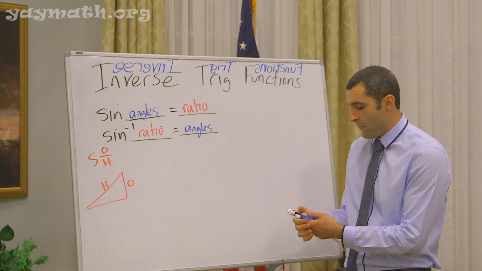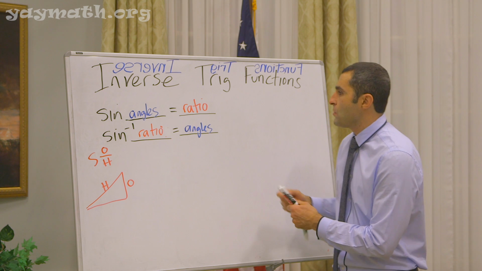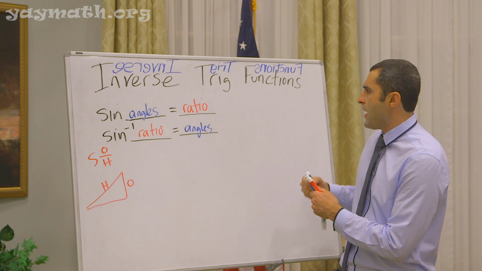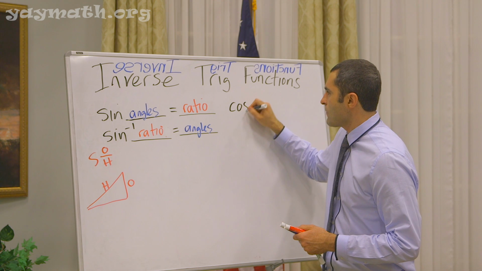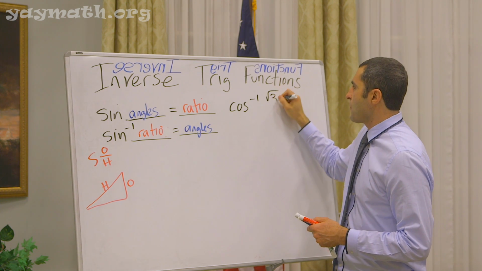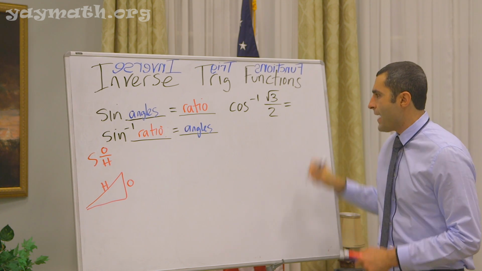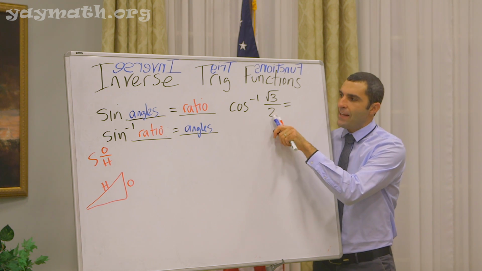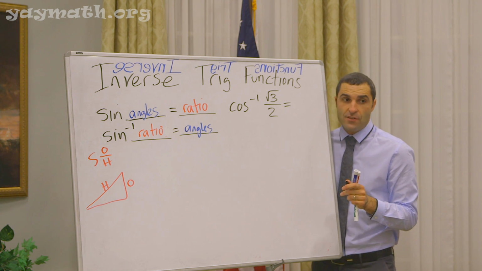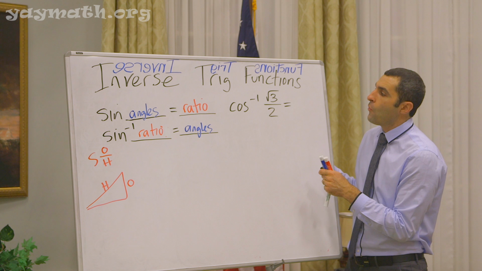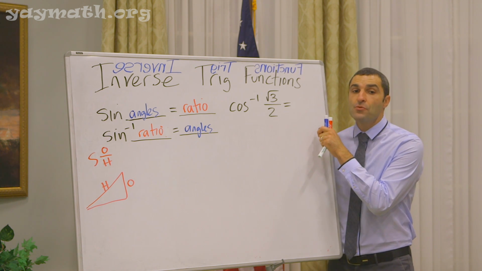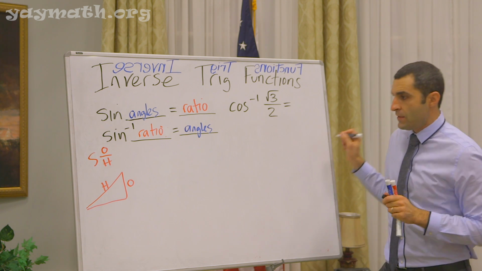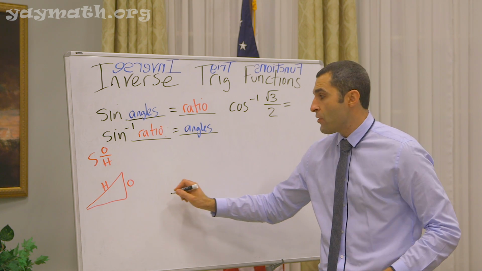Okay, so that's basically the idea. So let's actually try one. We'll leave this up for a second, then you'll get more and more used to it. Let's do the inverse cosine of root 3 over 2. Now, let's talk about what root 3 over 2 is. Is it an angle or a ratio? It's a ratio. So this is the question. What is the angle whose cosine is root 3 over 2?